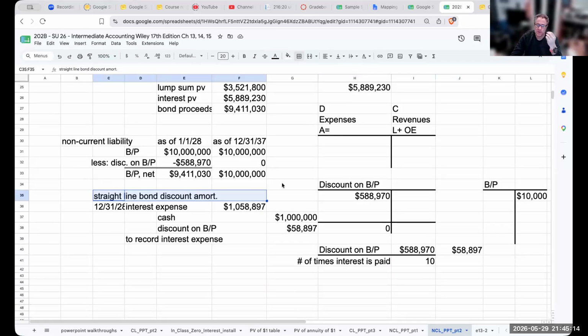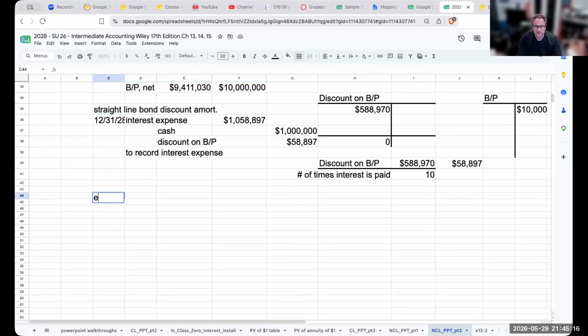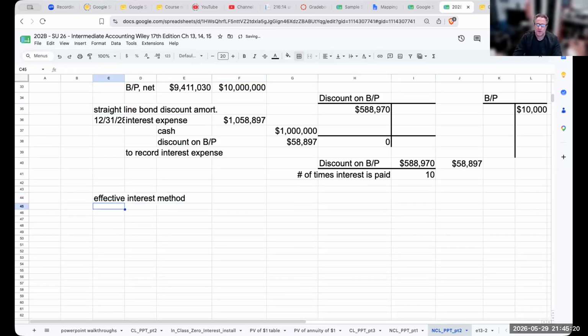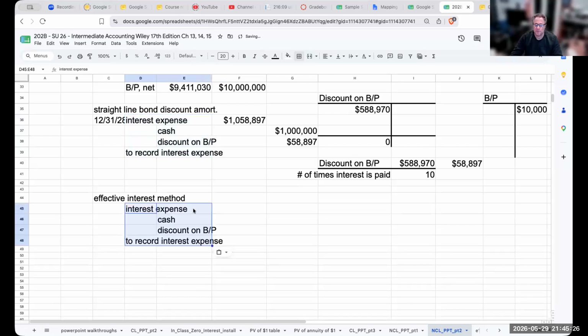Now, if I'm doing this using the effective interest method, this is going to be a little bit different. We kind of did this before for the premium on bond payable situation, but it's going to work slightly differently. So over here on 12/31/28, the format of the journal entry isn't changing.